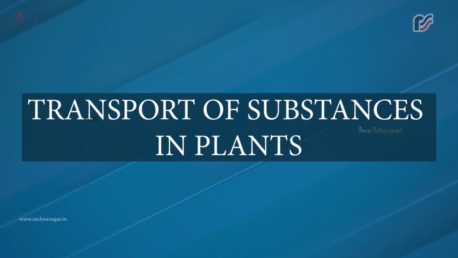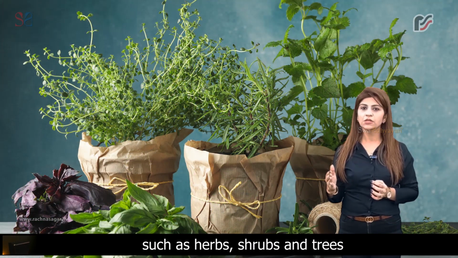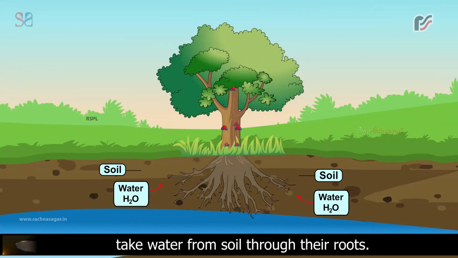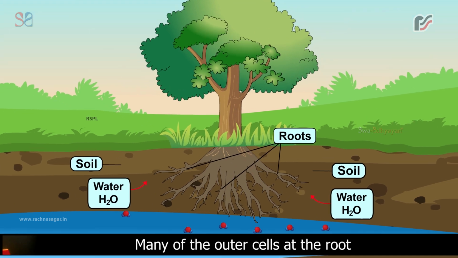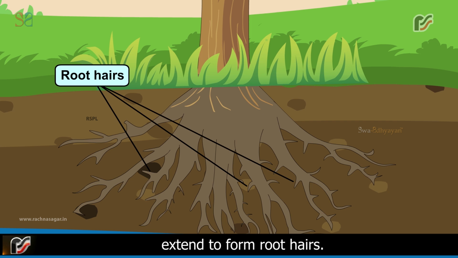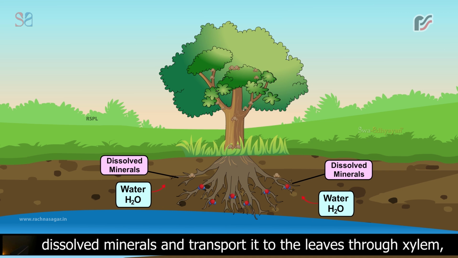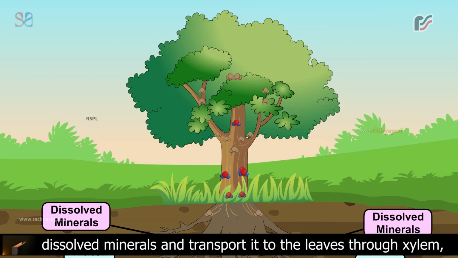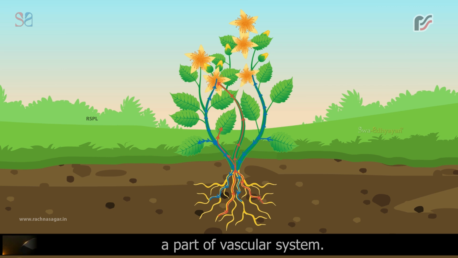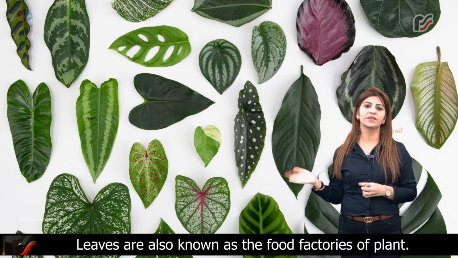Transport of substances in plants. Different flowering plants such as herbs, shrubs and trees take water from soil through their roots. Many of the outer cells at the root extend to form root hairs. The root hairs absorb water along with dissolved minerals and transport it to the leaves through xylem, a part of vascular system. Leaves are also known as the food factories of plant.